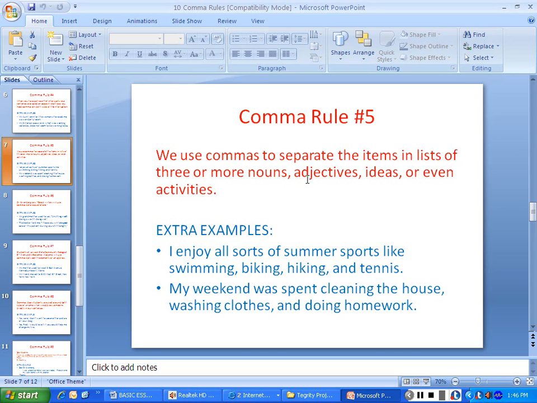Here are some extra examples. I enjoy all sorts of summer sports like swimming, biking, hiking, and tennis. Here's one more example. My weekend was spent cleaning the house, washing clothes, and doing homework.